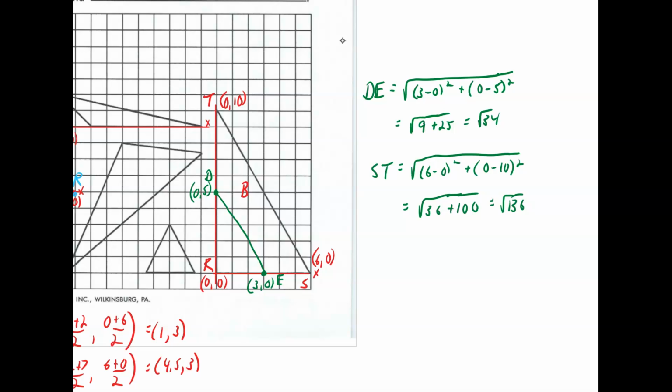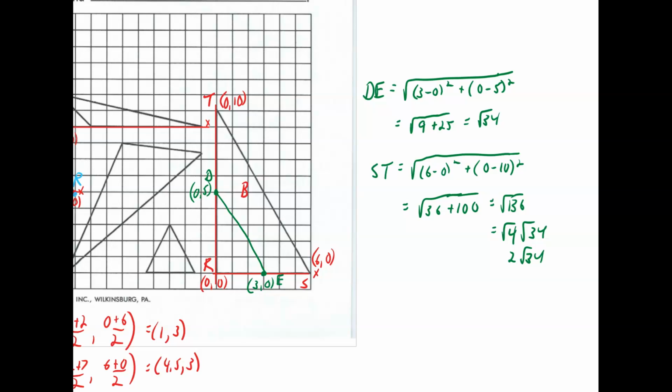Let's simplify this one first. 136 happens to be divisible by 4. In other words, we can rewrite this as the square root of 4 times the square root of 136 divided by 4, which is 34. That number looks a little familiar. So this is 2 times the square root of 34.